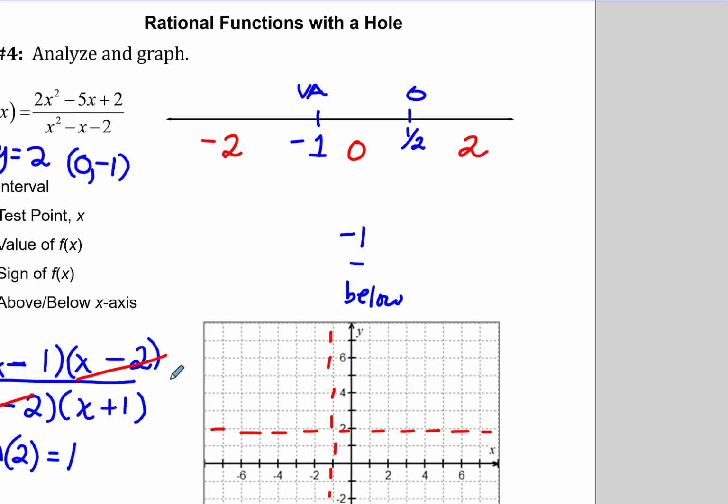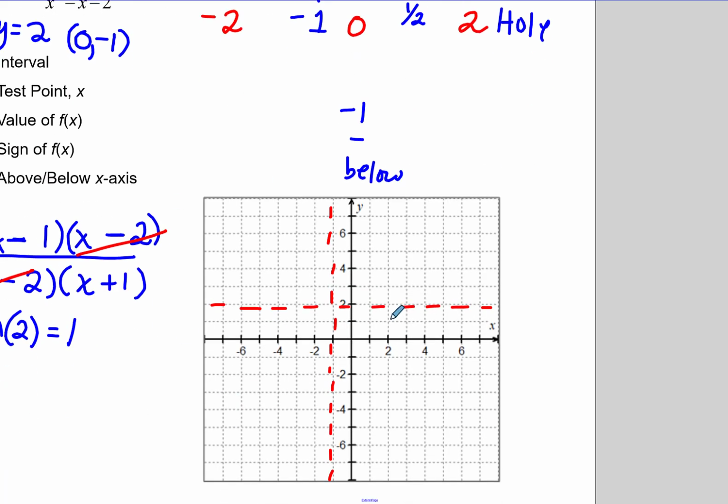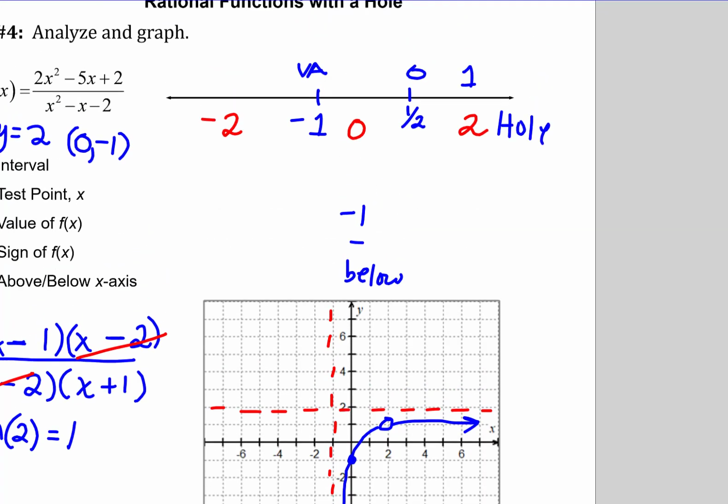And we had h of 2 was 1, that was a hole there, so we got to draw that in. So let's go here. We got a hole at (2, 1). We have (0, -1). So we know the behavior over here is a branch that's going to cross like that. And what did we know about? Oh, we also knew (1/2, 0). This was a 0.